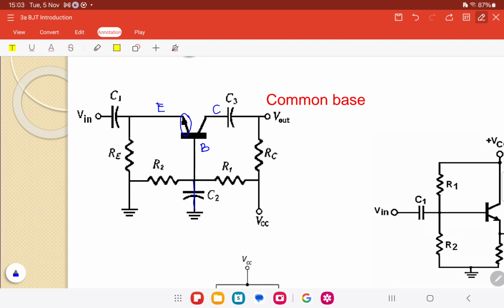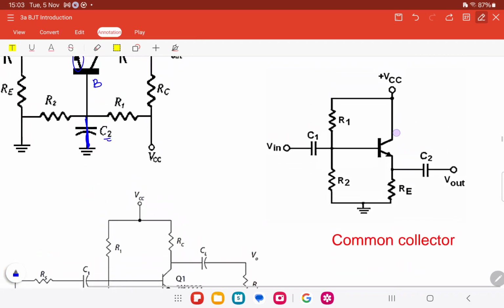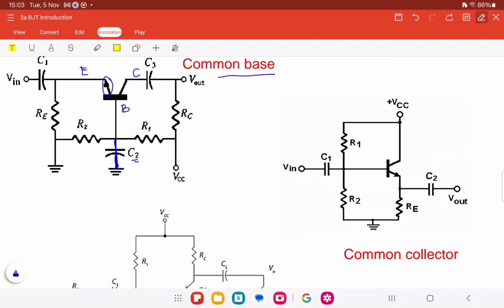Normally dekat dalam DC analysis ataupun AC analysis, C is considered as short circuit. So ini dia macam pergi ke ground lah. So base kira macam direct to the ground. Sebab tu dia common base. And also base is connect for both input and output. Okay, so common base. This one is common collector.